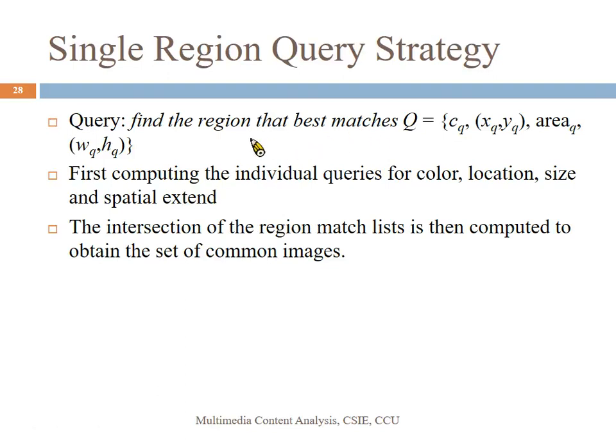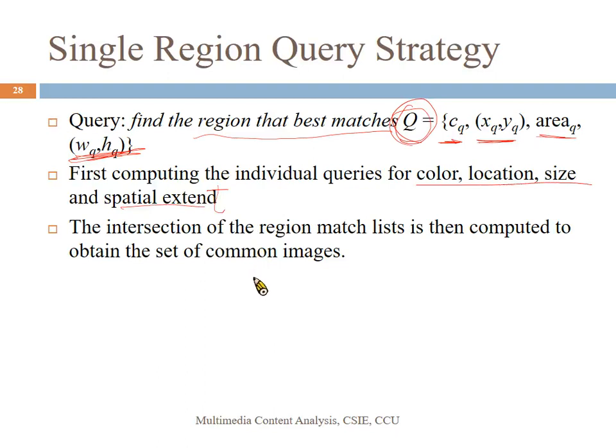So given a query, we will try to find a region that best matches the query region Q. The query region Q can be characterized by the color set, the centroid of the region, the area, as well as the width and height. So we first compute the individual query for color, location, size, and spatial extent, and then we take the intersection of the regions that individually match some criteria in terms of color, location, size, and spatial extent.